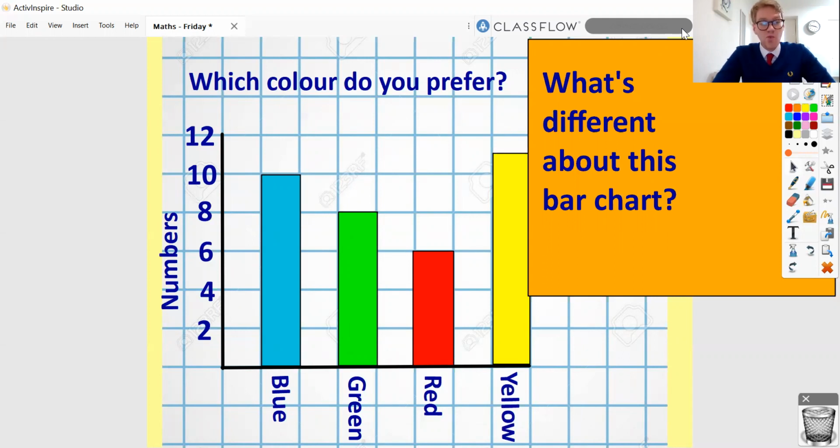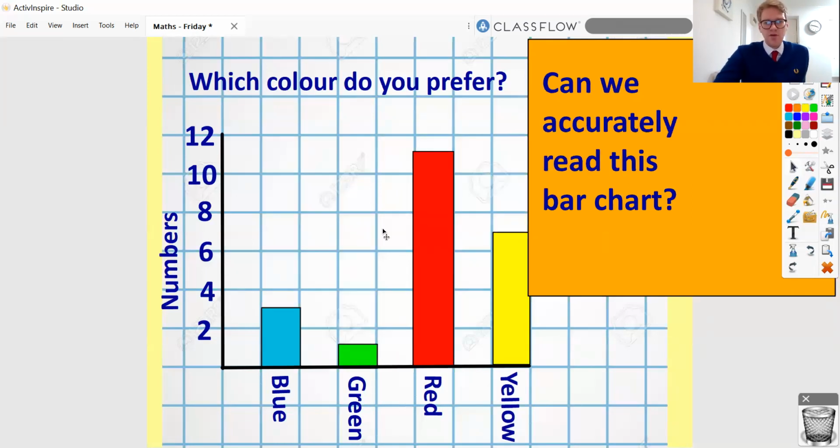It's going up not in ones, but in twos. So rather than 1, 2, 3 on every line, we've got 2, 4, 6, 8. It's going up in multiples of 2. Now that's really useful, isn't it? Because it means that it doesn't take up quite so much room.